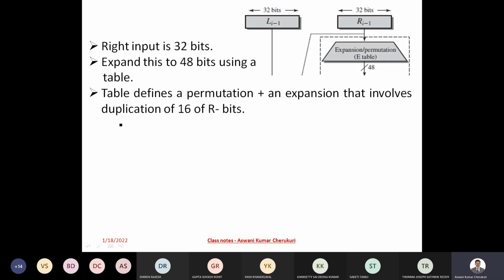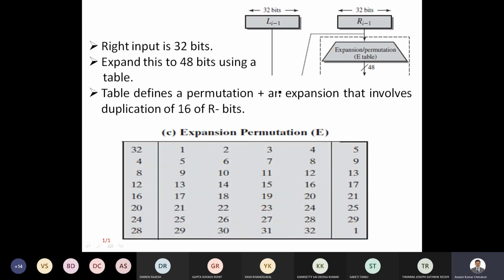So initially, the first step is expanding this 32-bit to 48-bit. How do I do it? It is with the help of a table called the expansion table, which is a fixed expansion table as per the algorithm. So these are all my initial 32 bits, 1 to 32, and I need to make it 48. So I'm adding 8 bits extra on the left and 8 bits extra on the right. The bits I am going to add are also fixed.